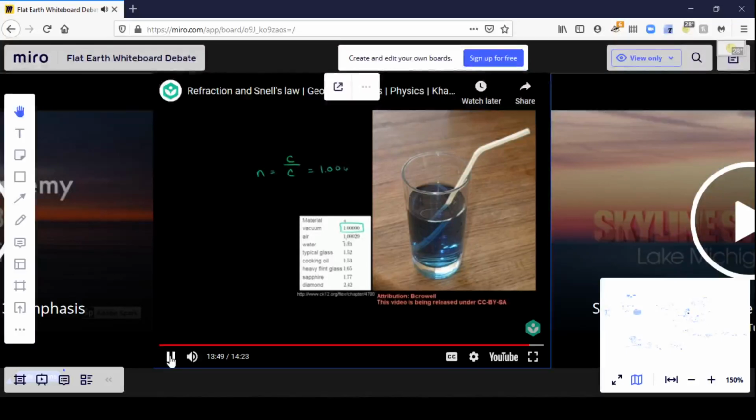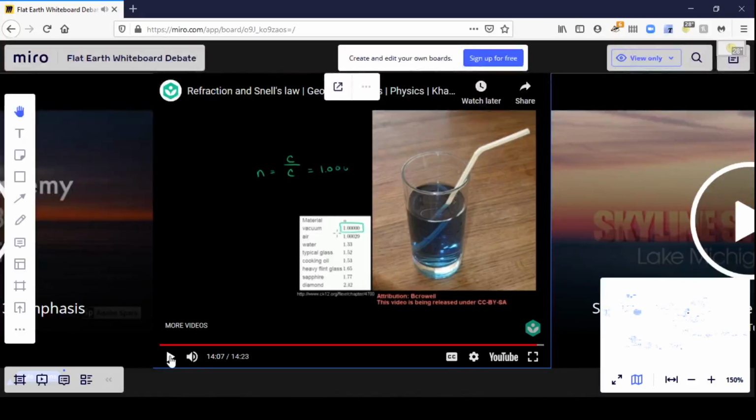And you can see in air, the speed is only slightly smaller. This number is only going to be slightly smaller than the speed of light in a vacuum. So in air, it's still pretty close to a vacuum. But then for a diamond, it's traveling a lot slower. Light is traveling a lot slower in a diamond than it is in a vacuum.